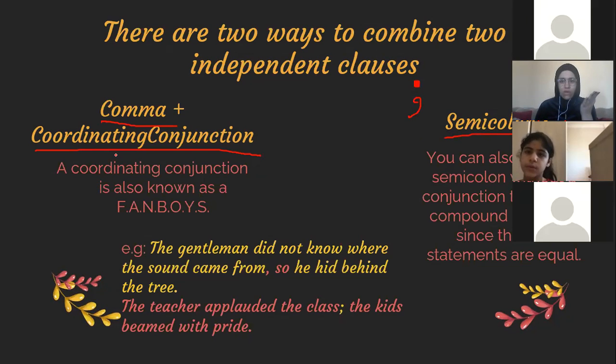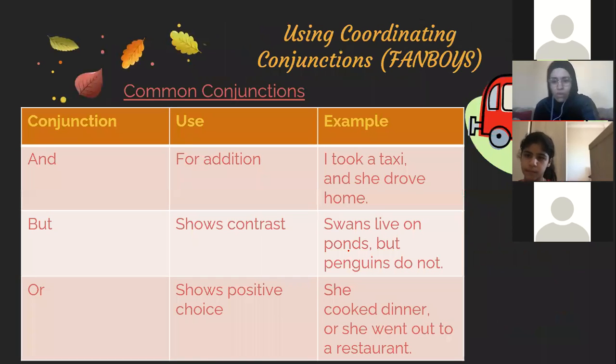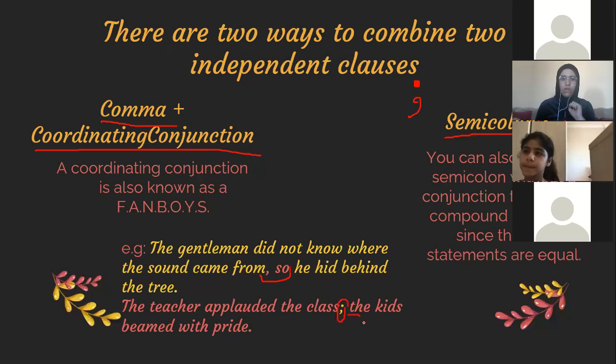What is the coordinating conjunction? It's one of the fanboys. Now I will explain the fanboys. Let's take the examples here. Example one: the gentleman did not know where the sound came from, comma, so he hid behind the tree. Here I used a comma with a coordinating conjunction. The second example: the teacher uploaded the class; the kids beamed with pride. When I use a semicolon, I do not add a coordinating conjunction after it at all. Please pay attention: after the semicolon, I have to write a small letter.